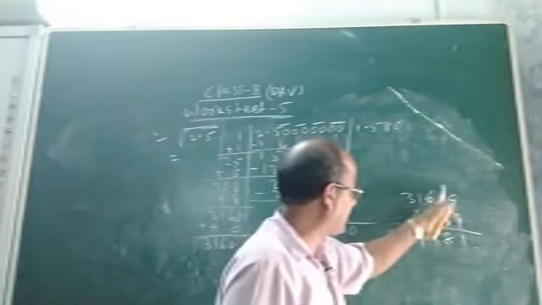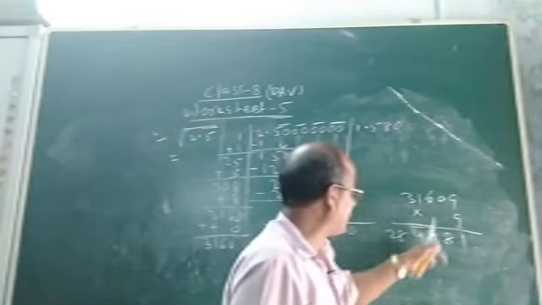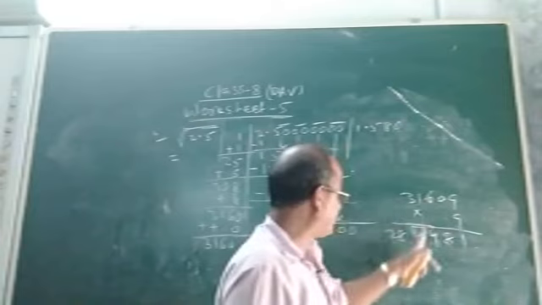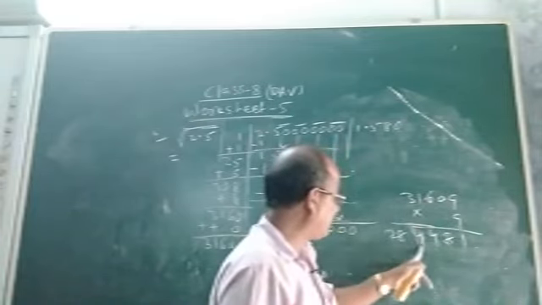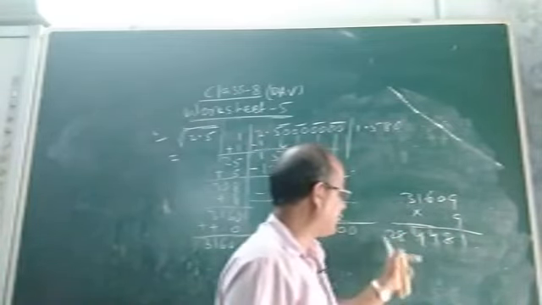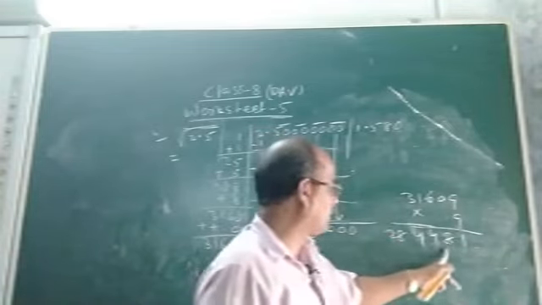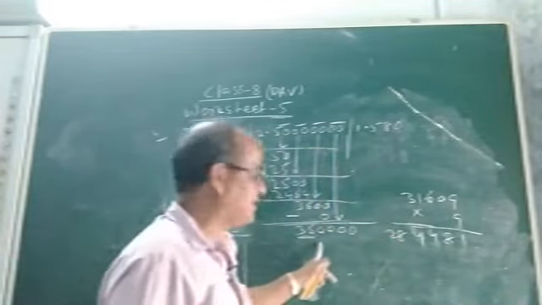9 9s are 81, carry 8. 9 6s are 54, plus 8... carry 5. 9 1s is 9 plus 5, is 14, 4 carry 1. 9 3s are 27. Yes, it will be 284,481, which is less than this.